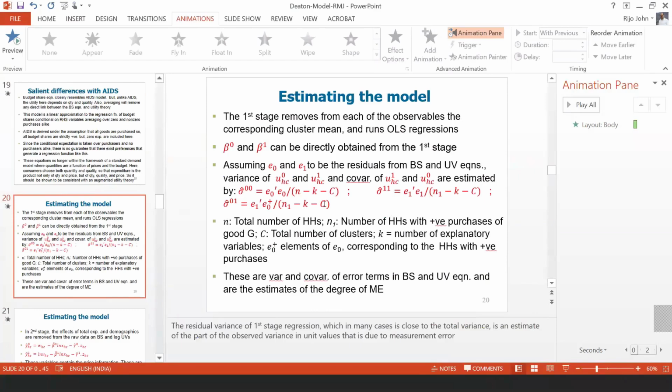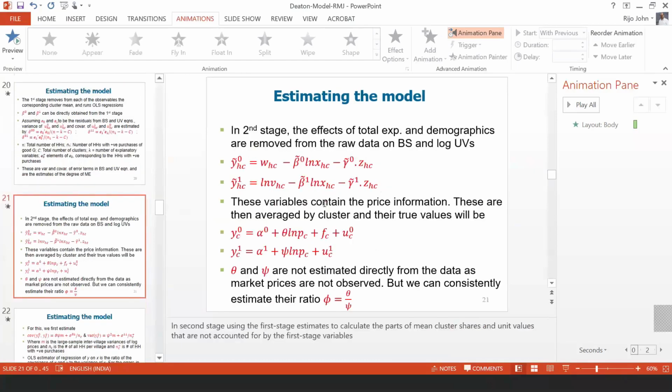So basically, you run the first two regressions, and then from the residuals of the budget share and the unit value equation regressions, you save the residuals, and then you can work out sigma 0,1, sigma 0,0, and sigma 1,1. So these are basically the variances and covariances of the error terms in the budget share and unit value equations, and these are also the estimates of the degree of measurement error.